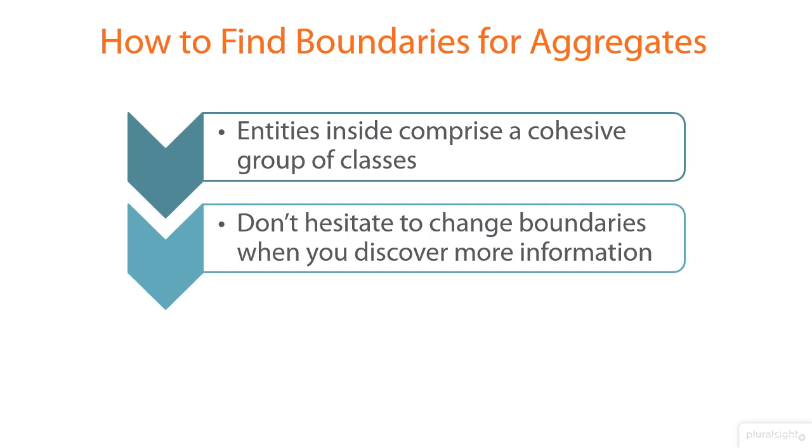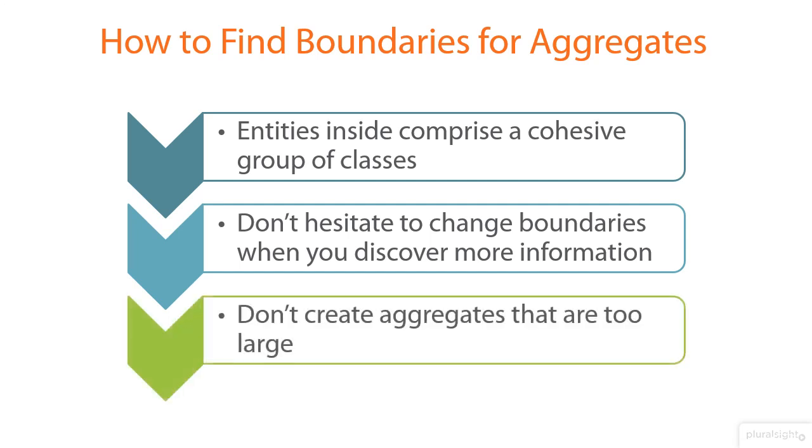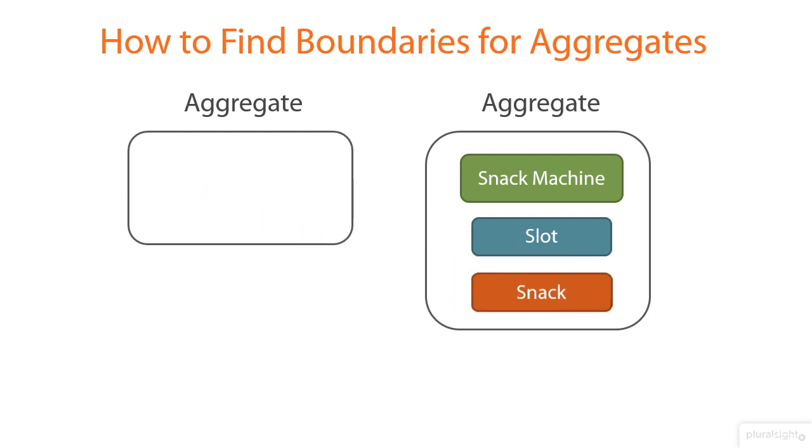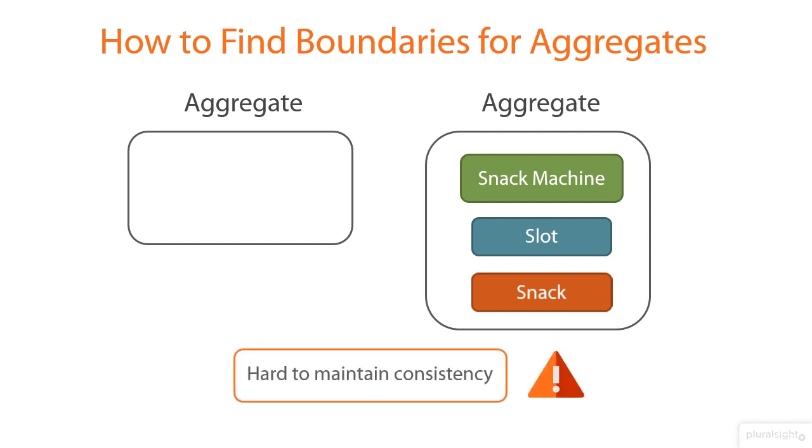Be aware of creating aggregates that are too large. It might be tempting to include more entities into aggregates. For example, one could decide to include the snack class into the snack machine aggregate. While it might seem a good idea because it leaves us with fewer aggregates and thus with a simpler domain model, in most cases it doesn't work out well. The reason is that the bigger your aggregates are, the harder it is to maintain their consistency and handle conflicts when several transactions try to update parts of a single aggregate at once.